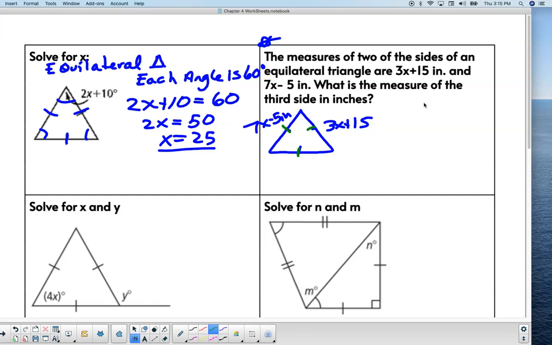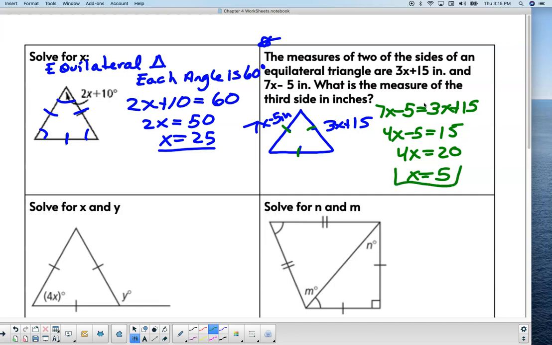Since these are all the same length, I can take this relationship and solve for x. Subtracting 3, I get 4x is equal to 15. Adding 5, 4x is equal to 20. Dividing by 4, x is 5. So now I know x is 5. This is not my answer. They want what is the measure of the third side. I've got to evaluate. So 7 times 5 minus 5 is equal to 30. And I'm going to double check. 3 times 5 plus 15 is also equal to 30.